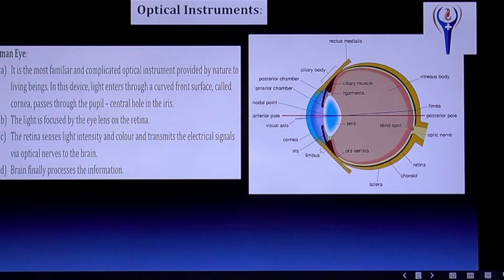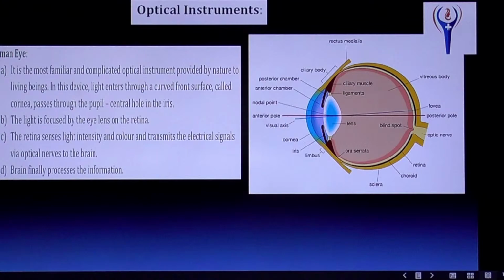M is the magnifying power, F is the focal length. What is D? D is the least distance of distinct vision. That is only D. D is the least distance of distinct vision. That is the minimum distance at which the human eye can perceive clearly. That is called the least distance.